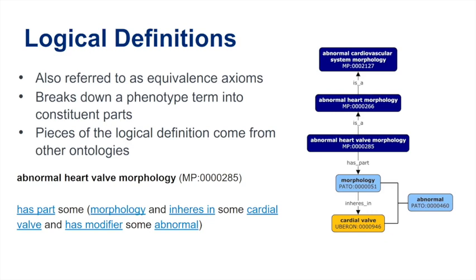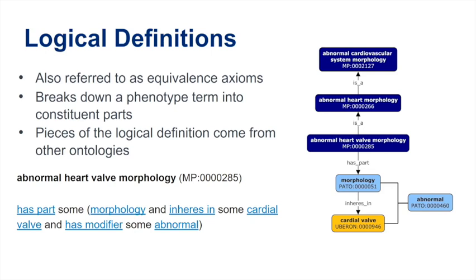We're still going to use our terms and our definitions, but we'll use equivalence axioms or logical definitions to break these terms down into their constituent parts and pull those parts from other ontologies. And that way, we can build a bridge where you can say, all right, when I'm talking about a heart valve in the mammalian phenotype ontology, that's really the same thing as when they're talking about that in the human phenotype ontology.